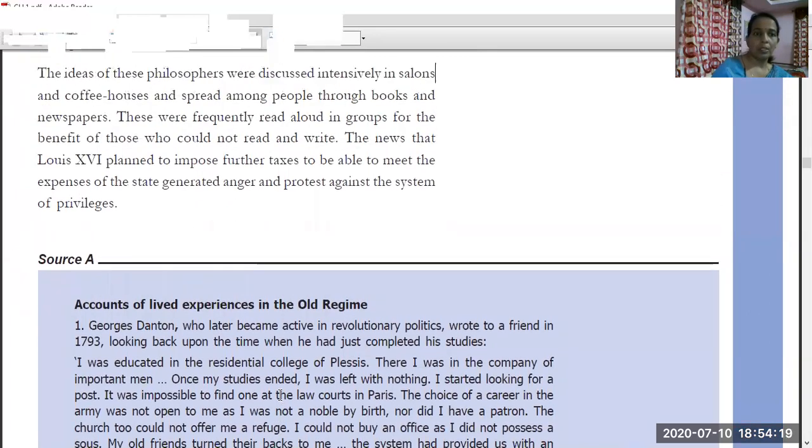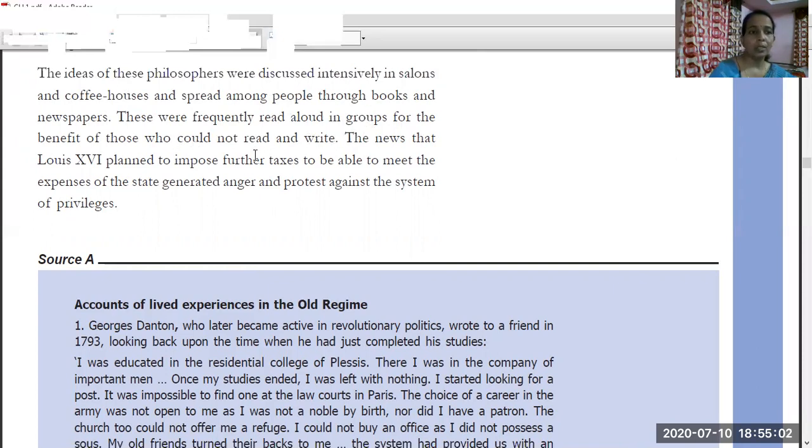This did not remain in a book. The ideas of the philosophers were discussed intensively in salons and coffee houses and spread among people through books and newspapers. Different mediums were used to spread the ideas. Formal and informal discussions of all kinds took place, and the ideas of these philosophers on equality, fraternity, democracy, and the end of privileges spread. These were frequently read aloud in groups for the benefit of those who could not read and write.